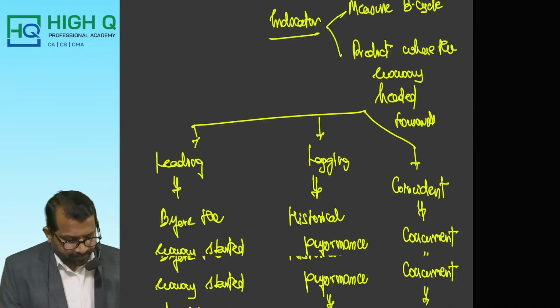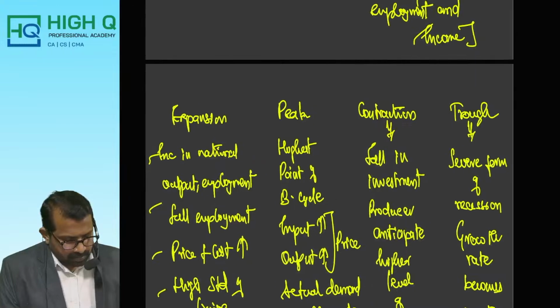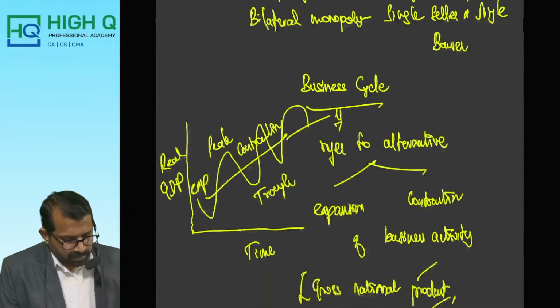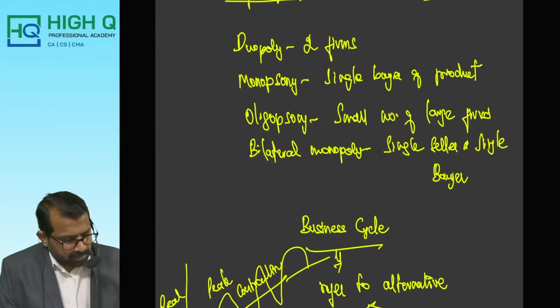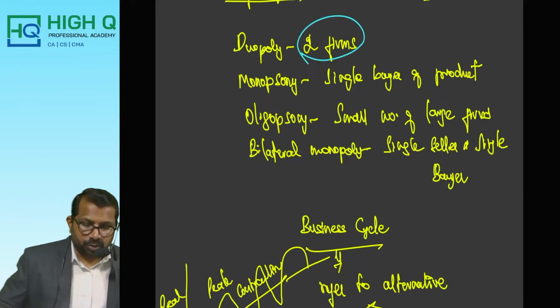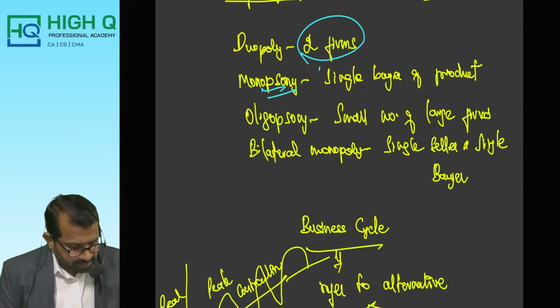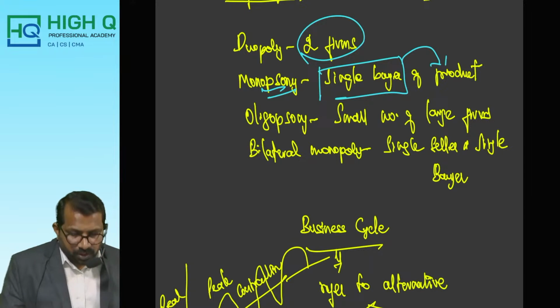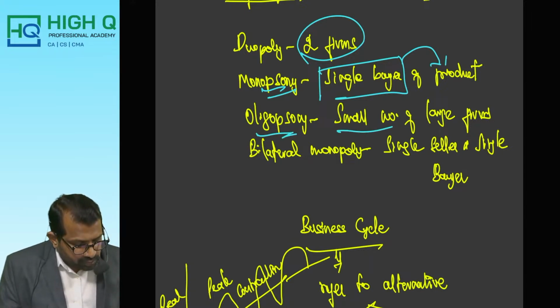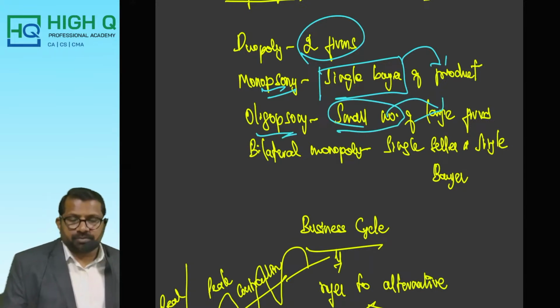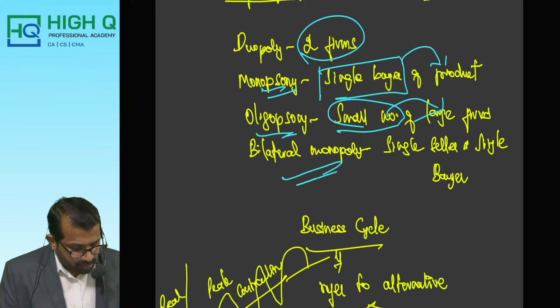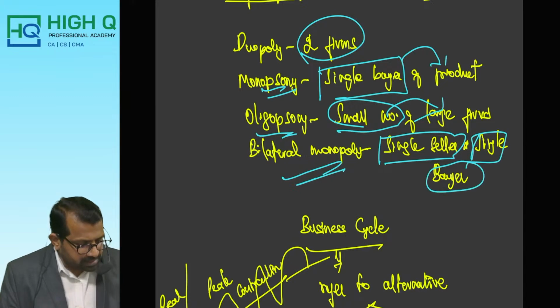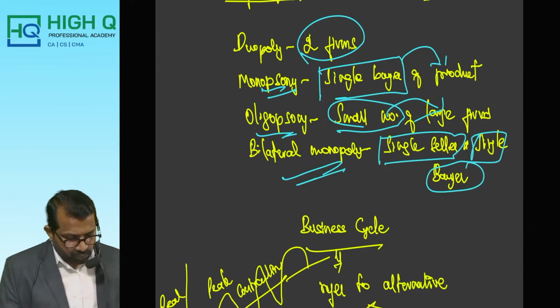So now, duopoly. There are two firms in the market, called duopoly. Monopsony, single buyer of a product. All these are one word questions. Oligopsony, a small number of large firms in the market. Bilateral monopoly, a single seller as well as a single buyer, is called bilateral monopoly.